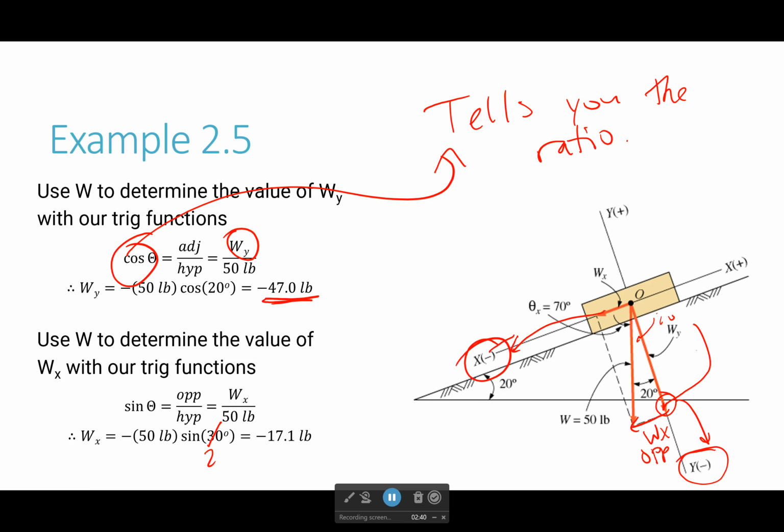Okay, well, there you have it, everyone. We have solved for these two components, both parallel to the surface and perpendicular to the surface. And all we did was use our trig functions once again. It's always going to come back to these trig functions every single time.